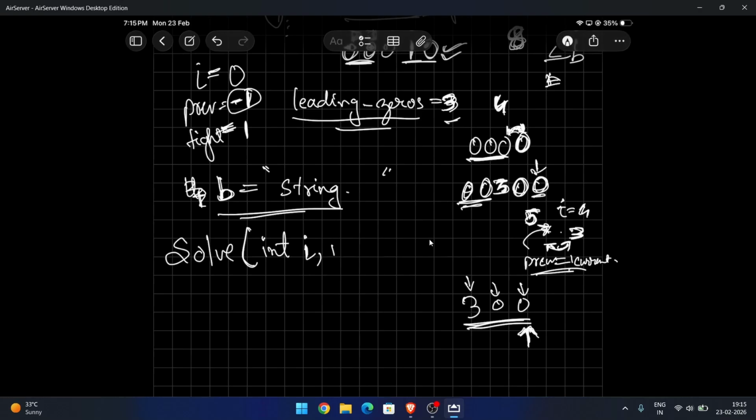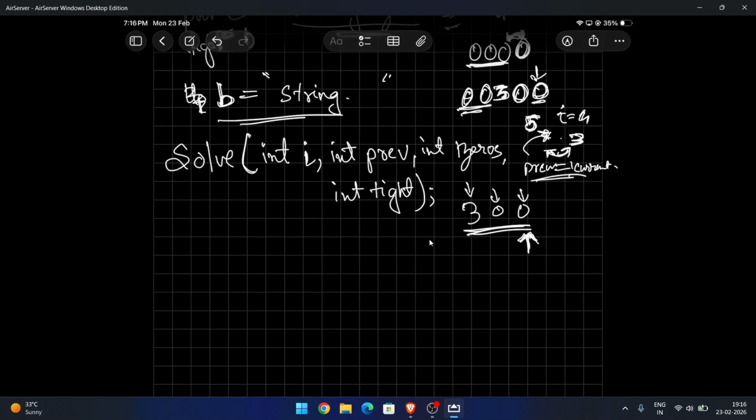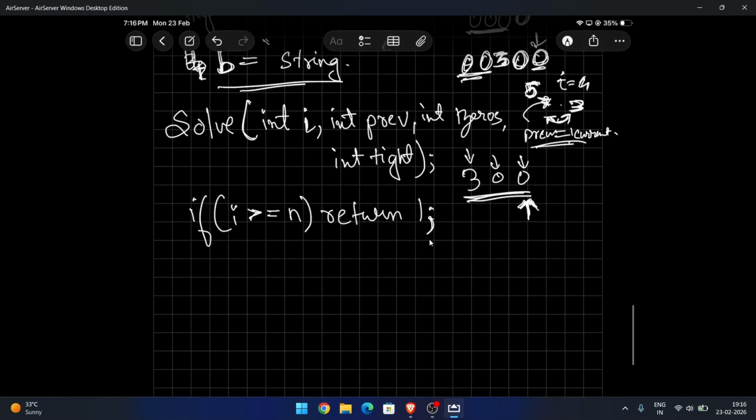Now what are the conditions we require? We require the index, we require the previous, we require leading zeros, that simply says zeros, and we require tight. What is tight? What would be our base condition? The base condition would be if i is equal to the length, we would return 1. That means we have reached the end, so we can create this number.